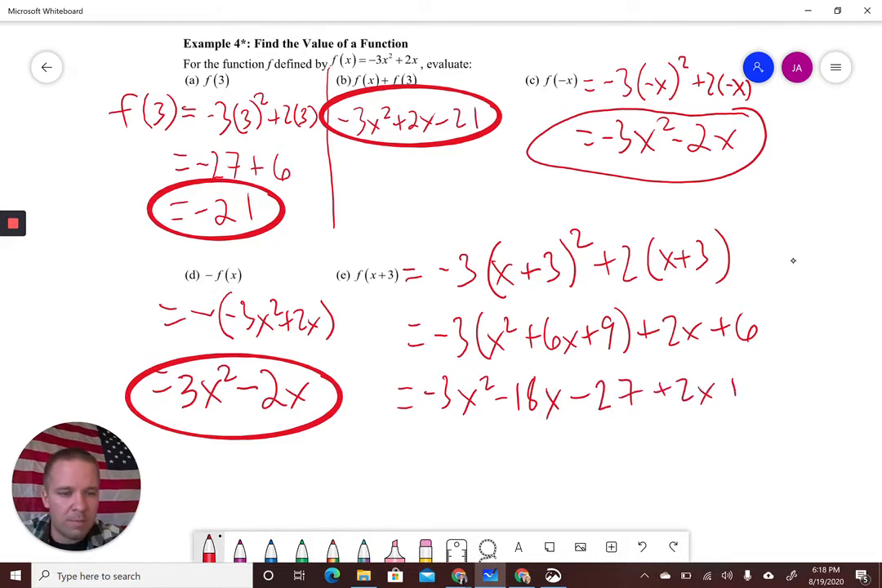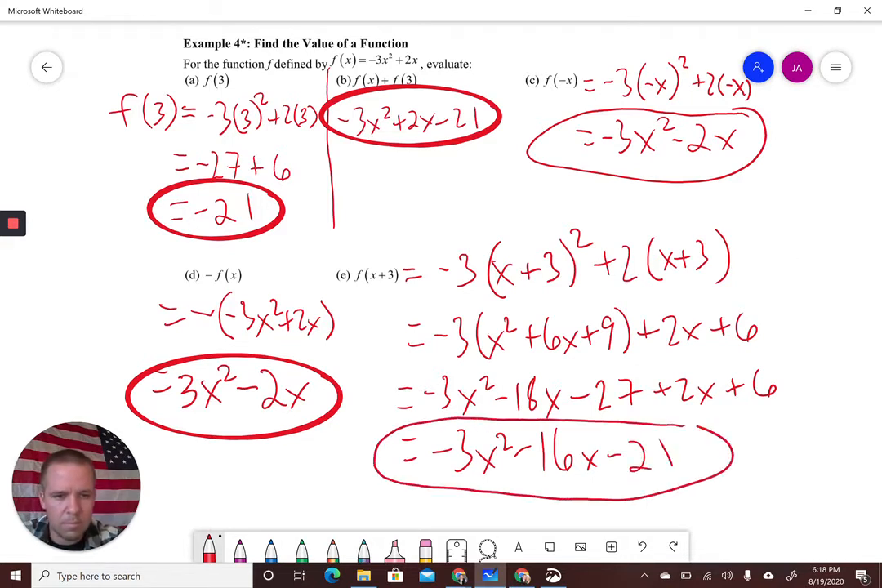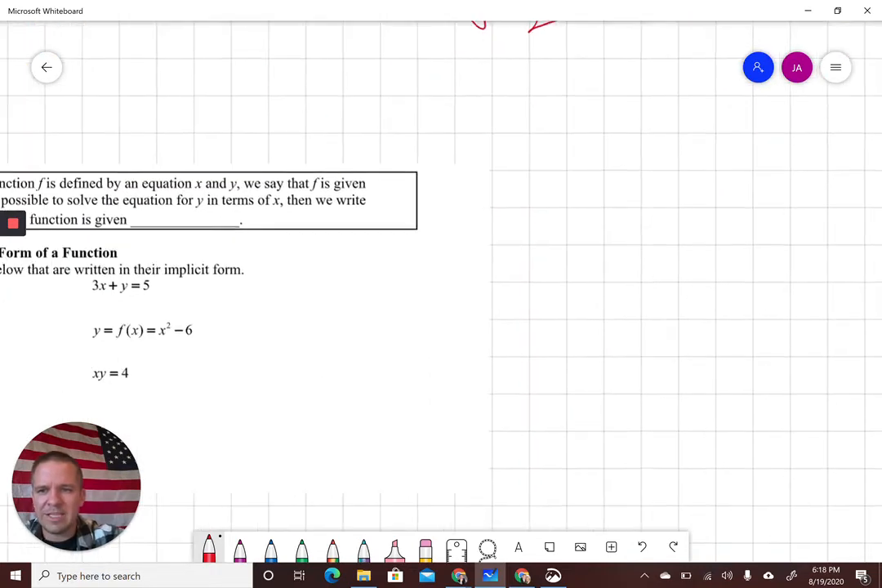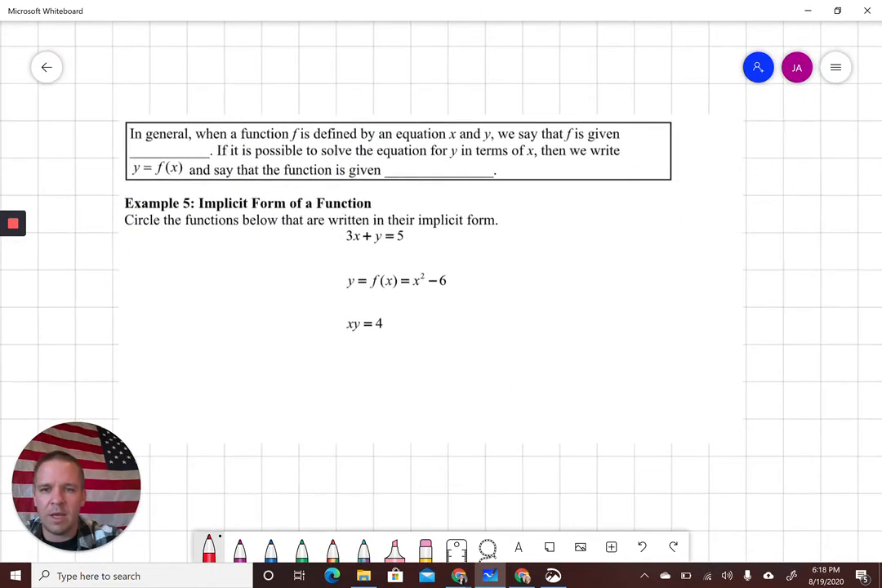And then we're going to be able to combine some like terms. I love combining some like terms. It's just a fantastic way to organize using math. So minus 16x. Then negative 27 plus 6 is going to be negative 21. Lovely. Good stuff. Any questions? No? Okay. Wonderful. Let's keep it moving.